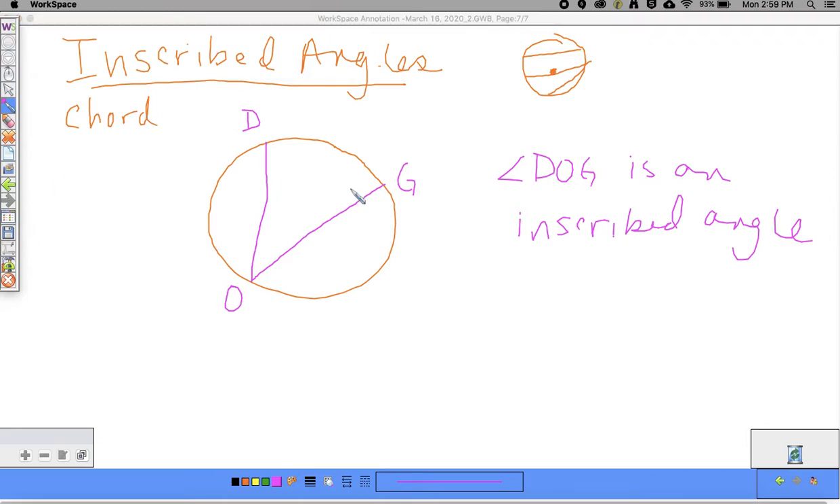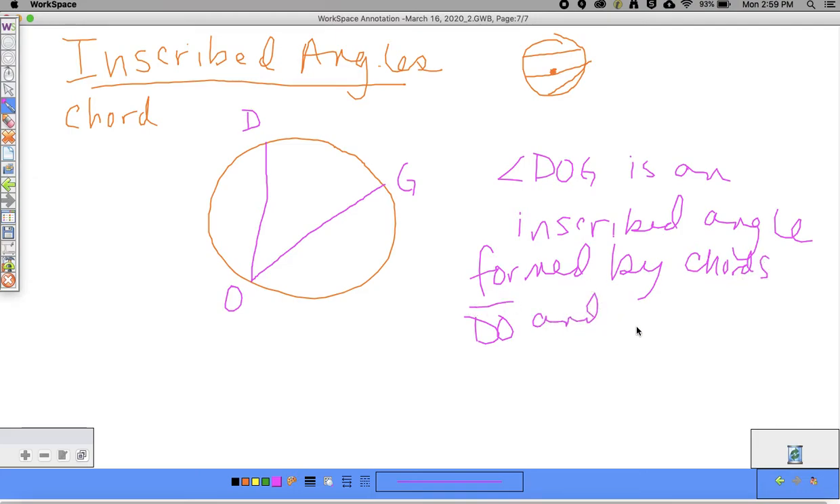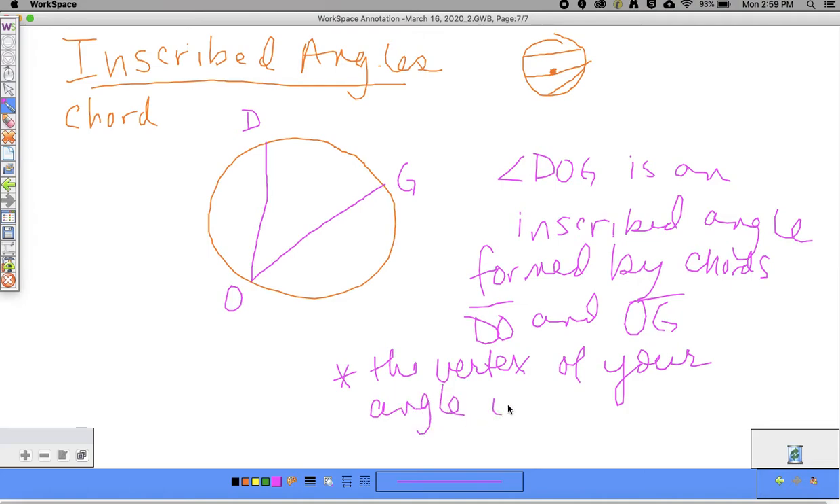Okay, so angle DOG is an inscribed angle because it's formed by chords. I'm going to even say by chords DO and OG. Okay, so an inscribed angle is formed by the chords, and the vertex will always sit on the circle. So the vertex of your angle will always sit on the circle, okay? All right, it'll always sit on the circle.